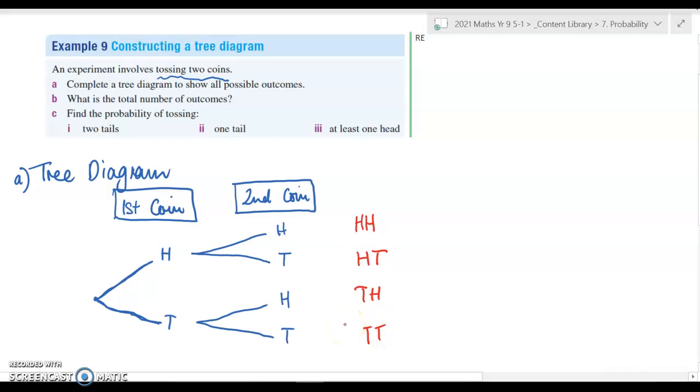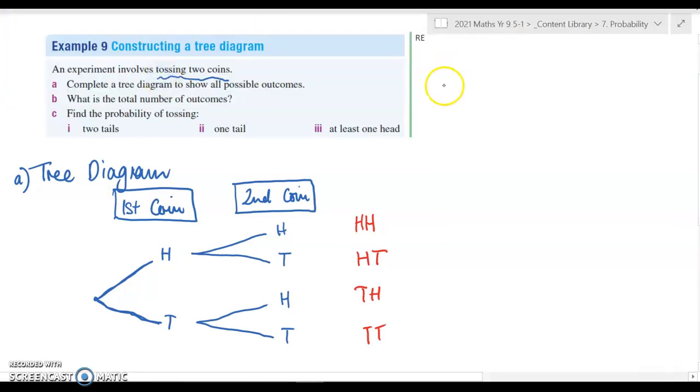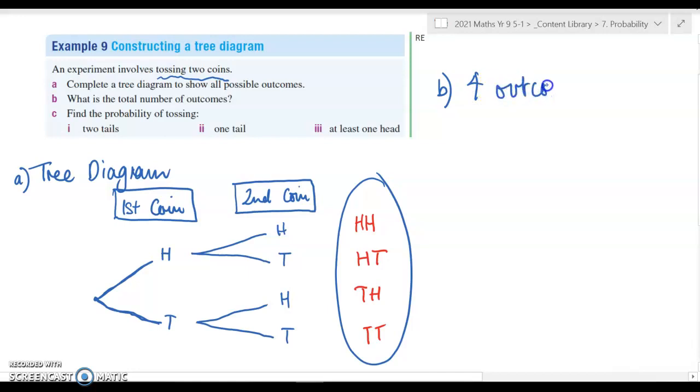That takes us to part B, which asks: what is the total number of outcomes? The total number of outcomes here, as you can see, is 4. 4 outcomes.